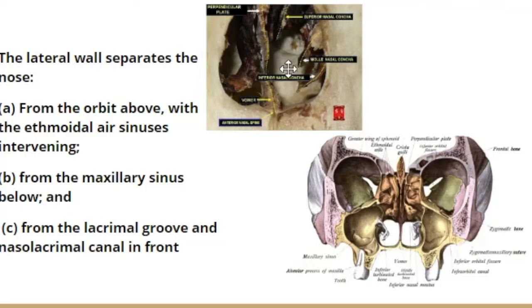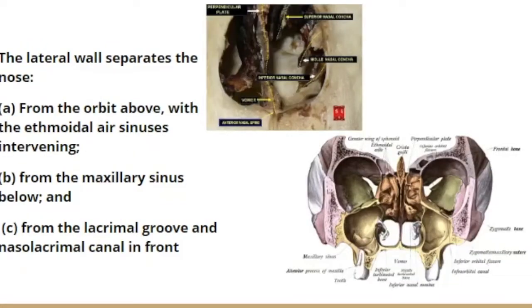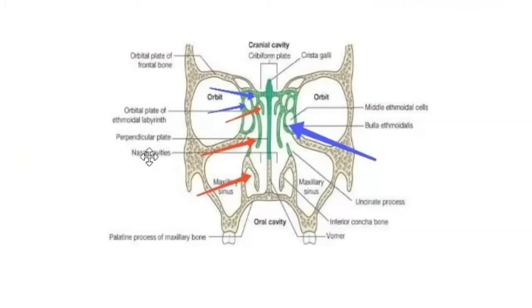Now when we look at the lateral wall anteriorly, and if we take a coronal section of it, that is, I cut it as such and view it anteriorly, I would see that the lateral wall separates the nose from the orbit above, the maxillary sinus inferiorly, and from the lacrimal groove and the nasolacrimal canal. So let's see it in this diagrammatic representation. You can see that superiorly it separates the nose from the orbit, inferiorly from the maxillary sinus, and extending towards the inferior meatus, we have the nasolacrimal duct.